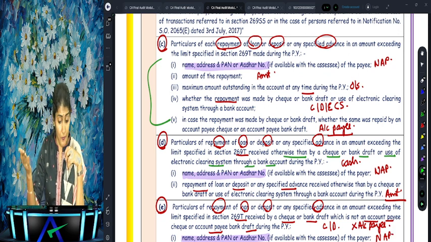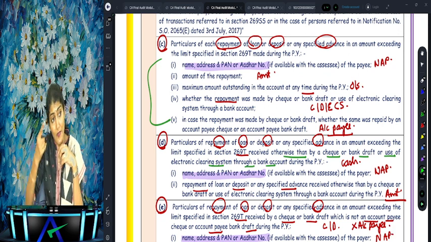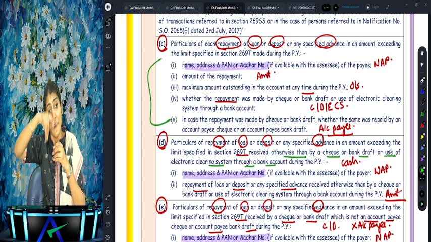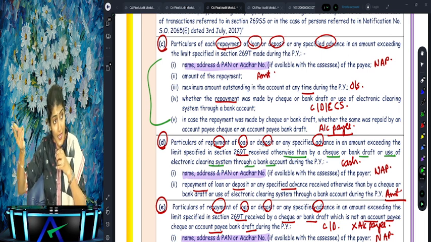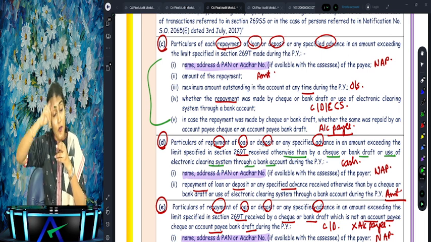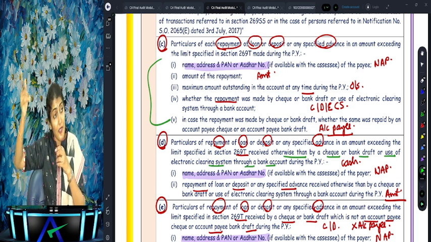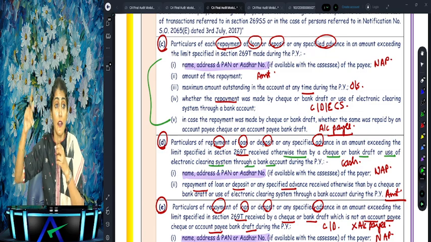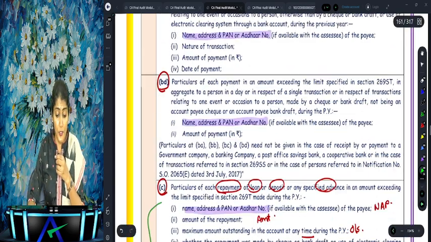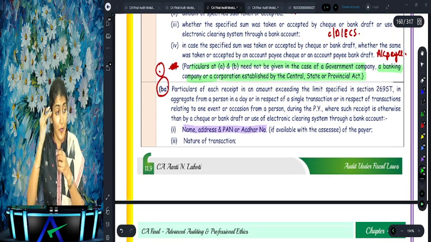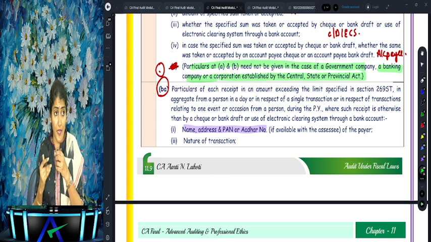And 31D is regarding those repayments which you have done during the year which originally you had taken in cash. And 31E is you are doing those repayments during the previous year which originally you had accepted by check or draft, which was not an account payee check or an account payee draft. Okay, clear to everyone? So now let's come to 31BA, BB, BC and BD.